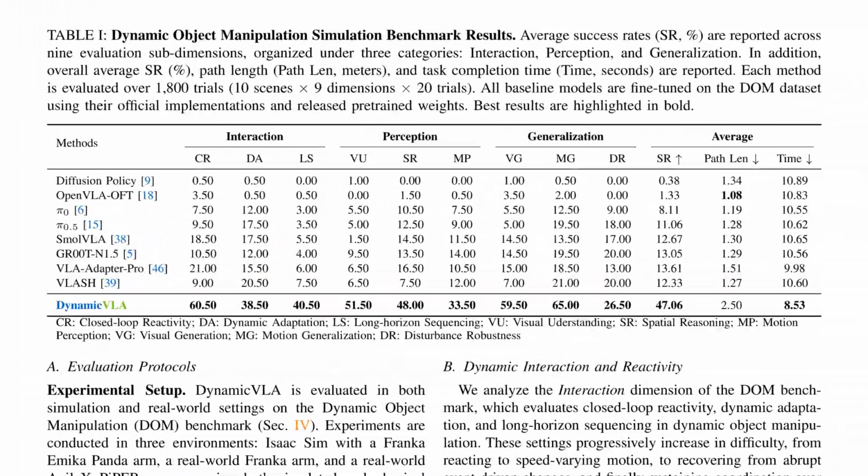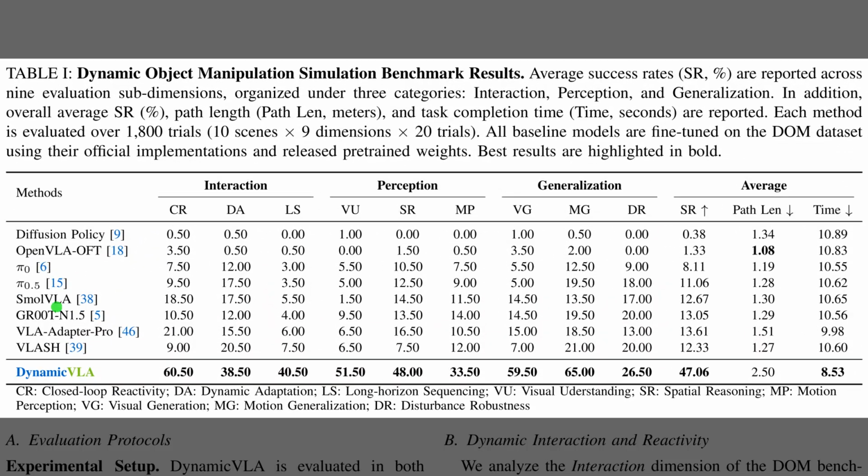So, with the data pipeline established, Table 1 presents the comprehensive simulation results. It compares DynamicVLA against baselines like Pi0 and SmolVLA across three main categories: interaction, perception, and generalization. If we focus on the interaction section on the left, specifically the closed-loop reactivity column, DynamicVLA achieves a 60.5% success rate, vastly outperforming the runner-up at 21%. Moving to the far right, the average success rate confirms this gap, as the model reaches 47% overall, which is more than triple the score of any other method shown here.